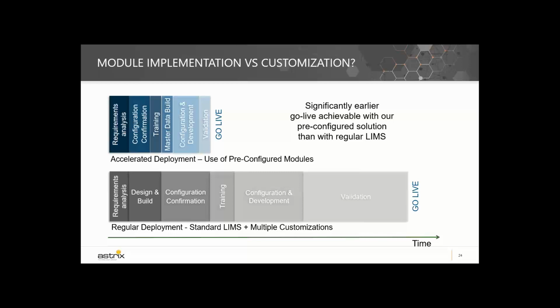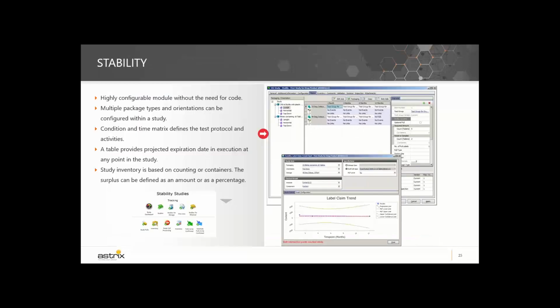And all you need to do is to use the module as a basis and do small adaptations to your business process. So we usually see over 50% enhancement on go live time if you stick to using some of the modules here, or go all the way using modules, instead of trying to customize or configure your SampleManager LIMS without them. Okay. So that leads us into talking a little bit about these modules.